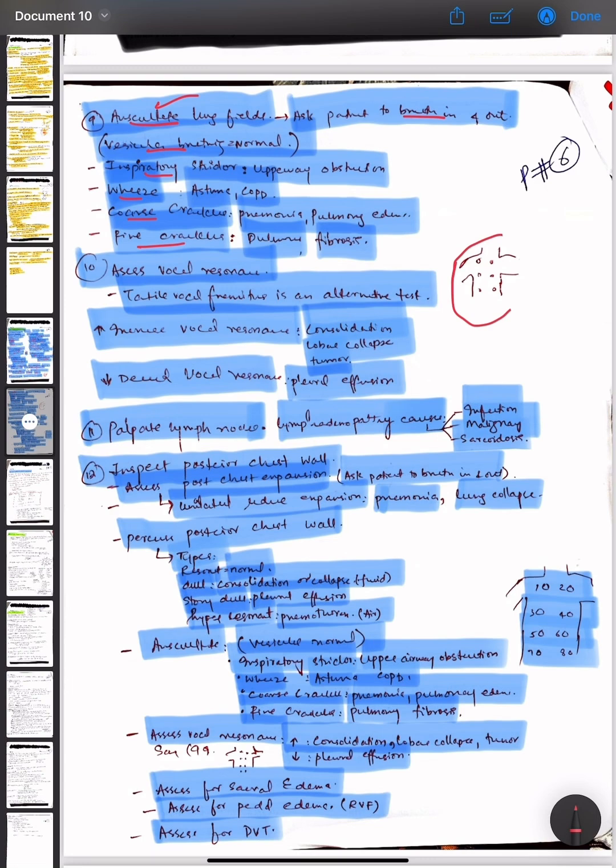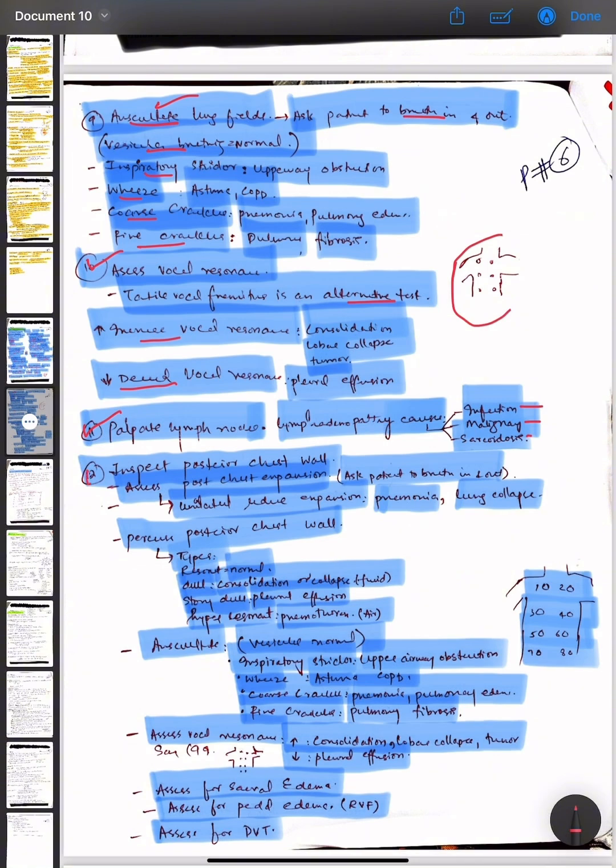Then you have to assess the vocal resonance. Tactile vocal fremitus is an alternative test. Increased vocal resonance occurs in consolidation, lobar collapse and tumor. Decreased vocal resonance occurs in pleural effusion. Then you have to palpate the lymph nodes. Lymphadenopathy causes are infection, malignancy and sarcoidosis.